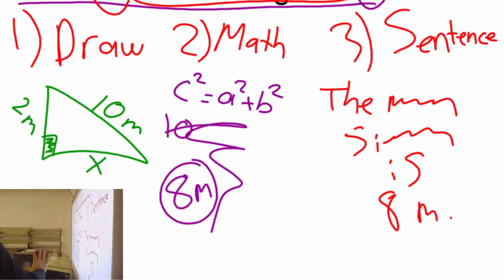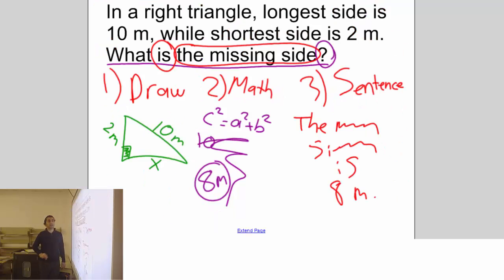Done. When you do this, this will give you full point at the exam. I'm looking at a drawing, I'm looking at the math you did, and also you are giving me the sentence. You are done.